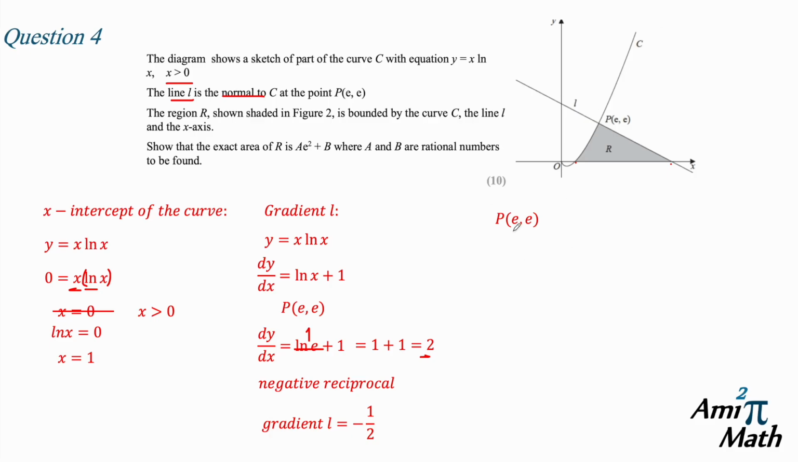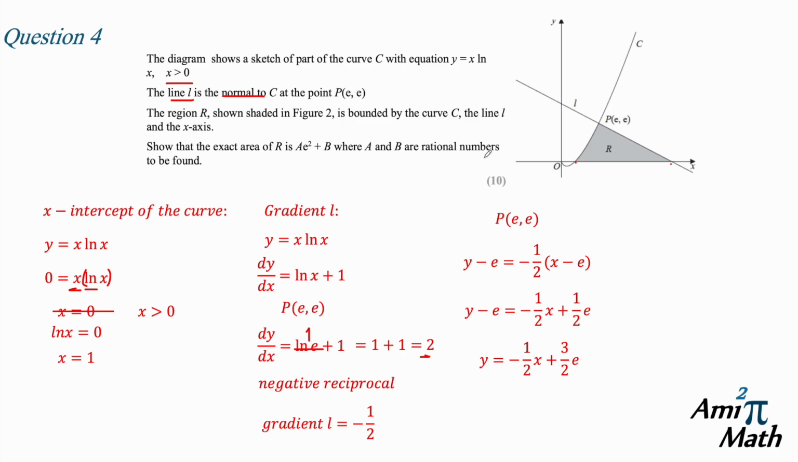We've got the point P, so we've got the x and y coordinate. And now we can plug these back into y equals mx plus c. So we've got y minus e equals minus half bracket x minus e, and when you expand that you get something like this. So y minus e equals minus half x plus half e, and when you add e you get y equals minus half x plus 3 over 2 e.